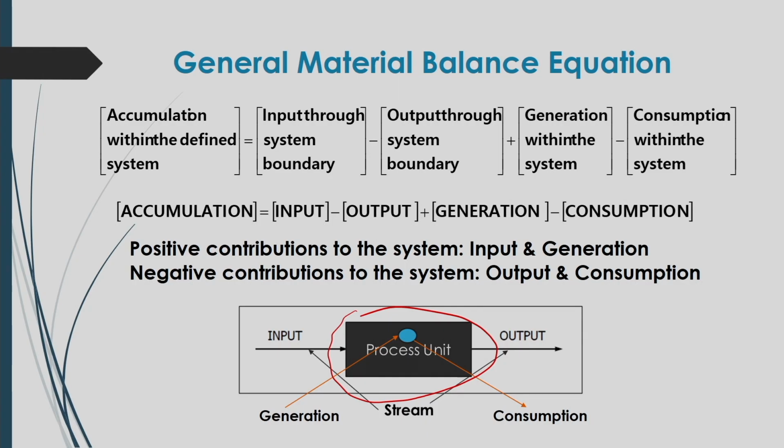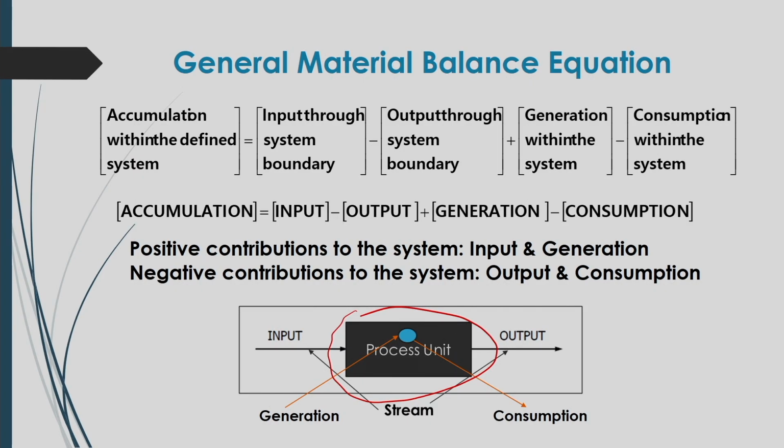And then suppose the process unit is like a reactor where a reaction is being carried out. Due to that reaction, some amount of material will be produced, may be generated. So there one term will be coming as generation: generation within the system, inside the reactor as an example, there will be some generation of material.